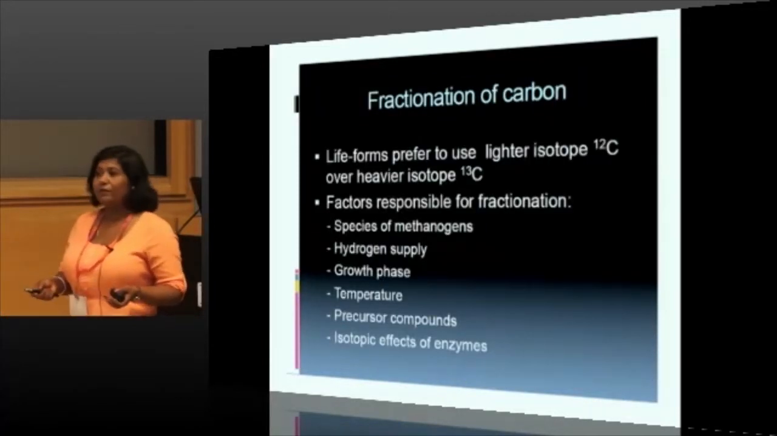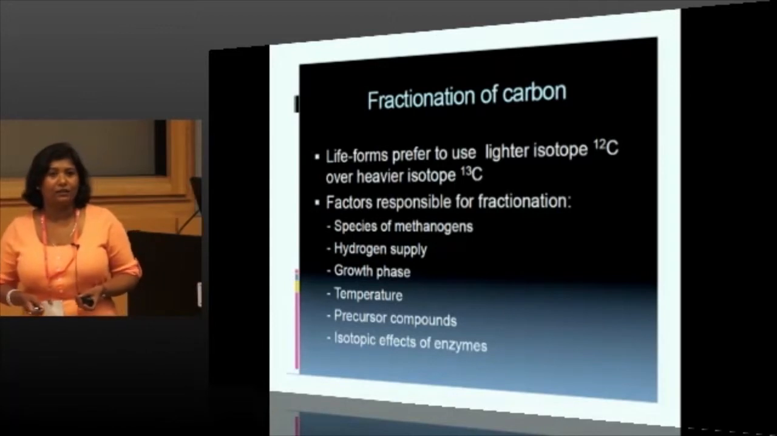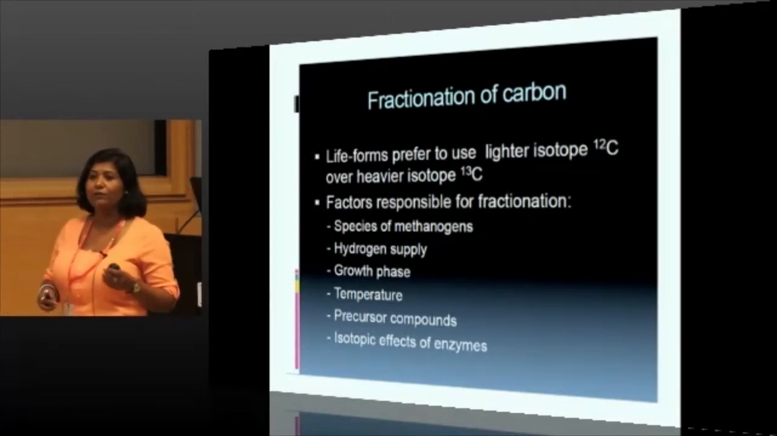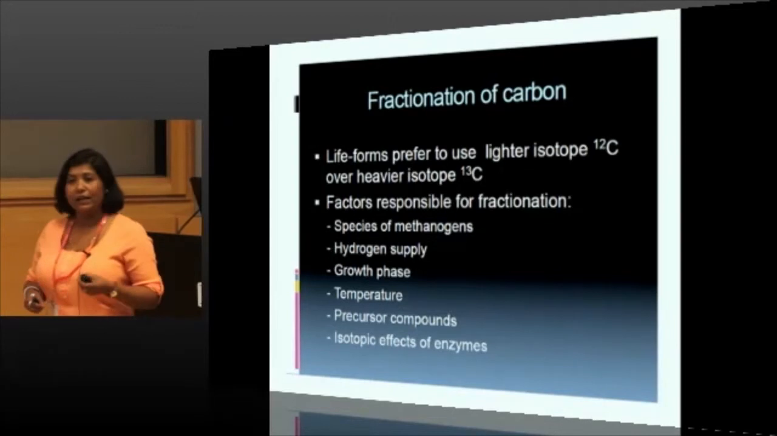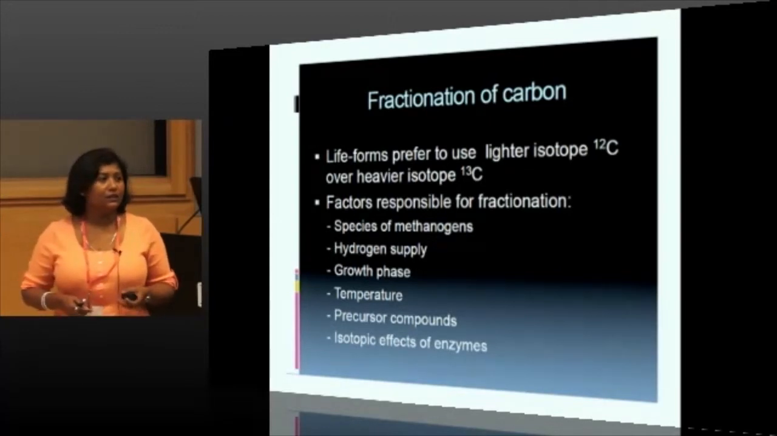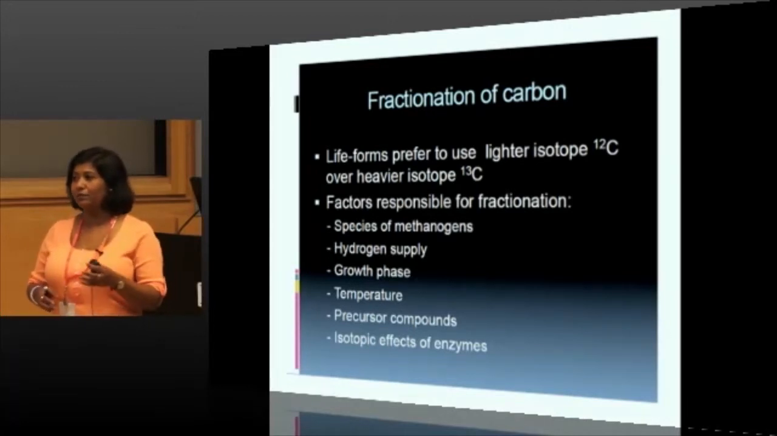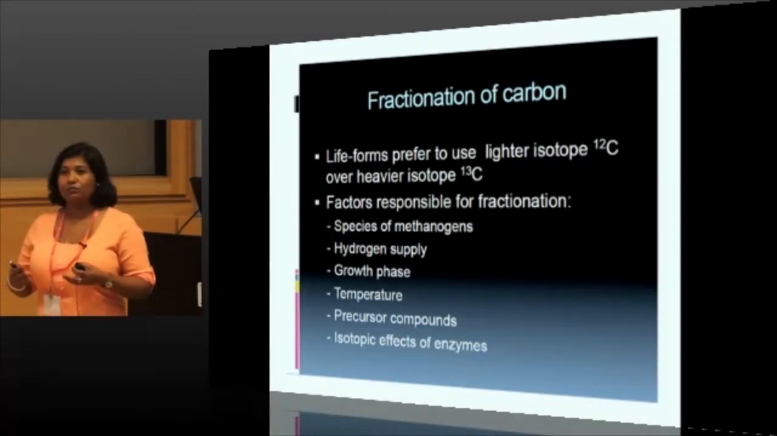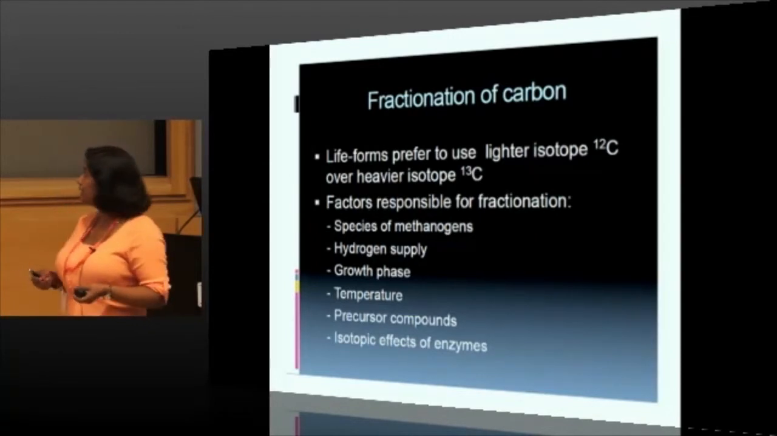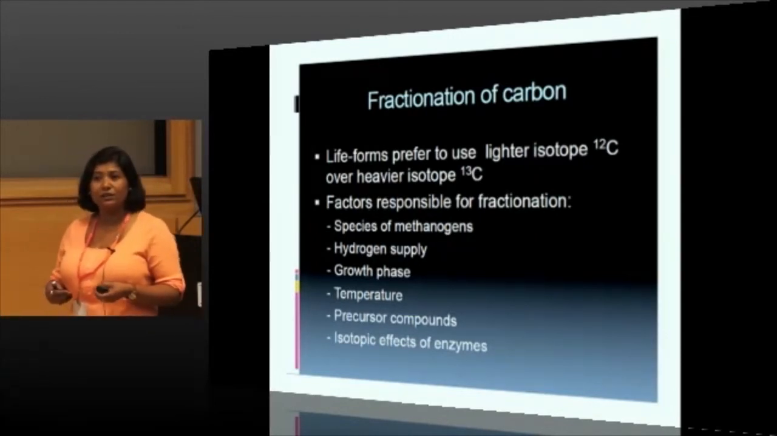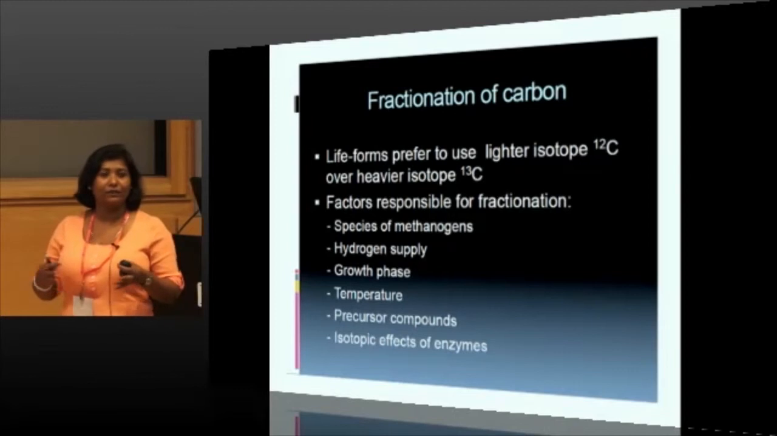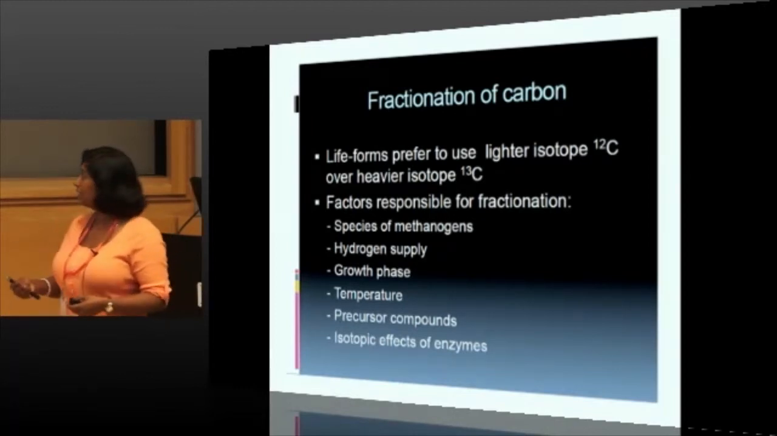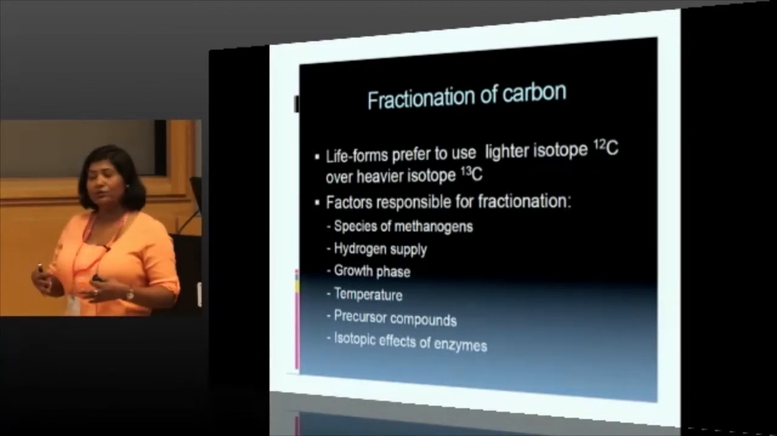Now there are several factors responsible for fractionation, but first I want to tell you that life always prefers to use lighter isotopes of carbon, such as carbon-12, because it takes less energy to form a bond between carbon-12 and carbon-12 in comparison to carbon-12 and carbon-13. And also, a factor responsible for fractionation is the species of methanogens. Different species fractionate differently on different substrates, and it also depends on hydrogen supply.